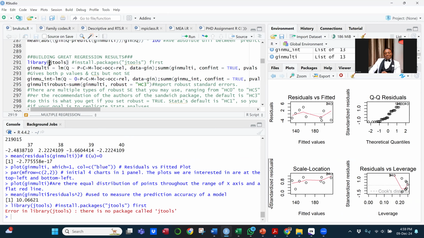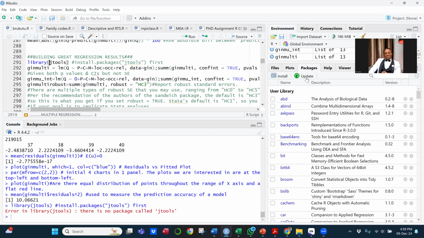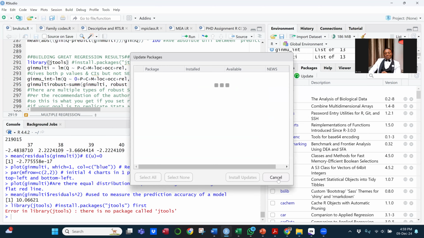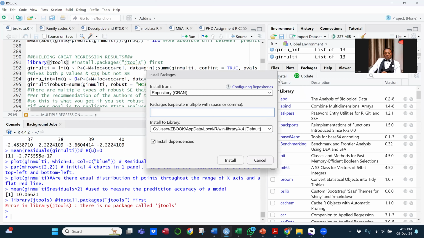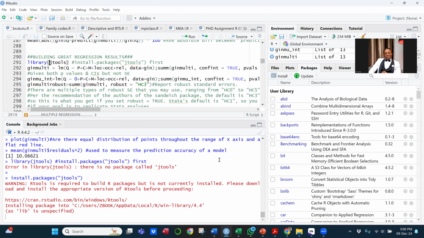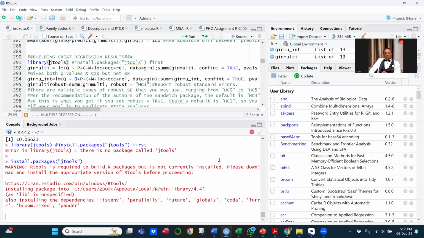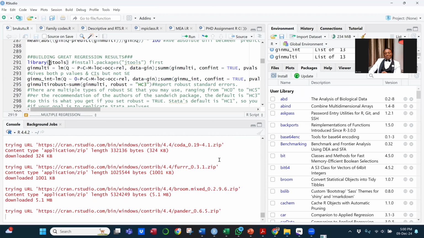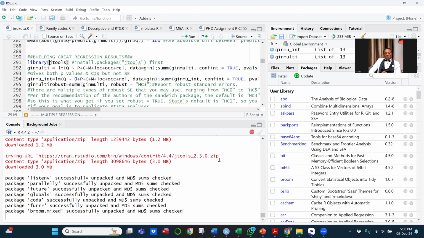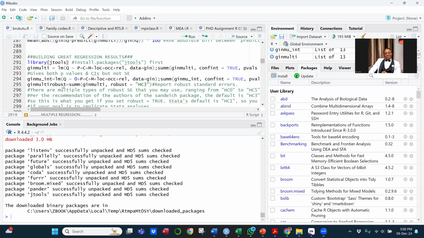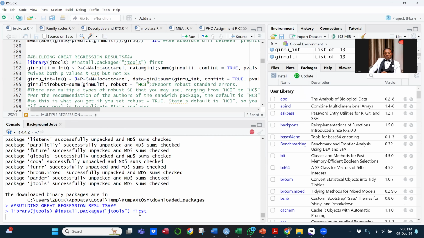Okay, mine says there's no package, which means I haven't installed it. So again, whenever you haven't installed something, you click packages and then you go and install. The package is J-tools here. So I click on it, I install the J-tools. Give it a few seconds. Depending on the speed of your internet, it will install the package that you're looking for. Once it's done, you run the command. I just did. It shows down there as blue, which means that it's sorted. Now we are going to run the command again.